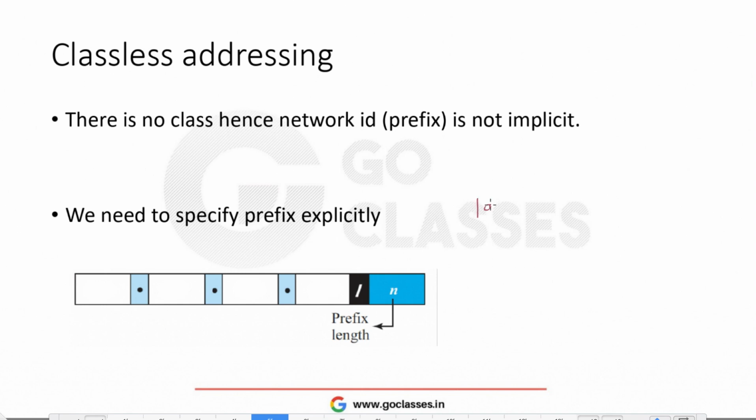We had the example of 193.3.3.7 slash 16, which means this is an IP address, and this 16 is telling me the number of bits in the network ID and the number of bits in the host ID. So this is network ID, this is host ID. Why? Because this is 16. I hope you got the idea.